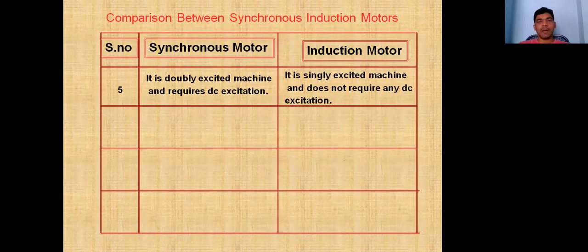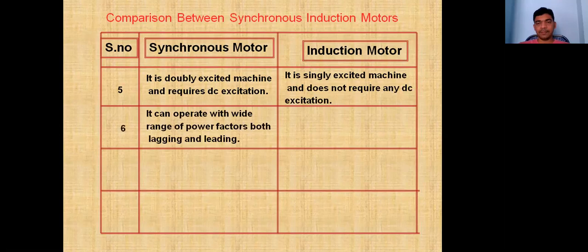It is a doubly excited machine and requires DC excitation for the rotor to create north and south poles. Coming to the induction motor, it is a singly excited machine. It does not require any DC excitation.